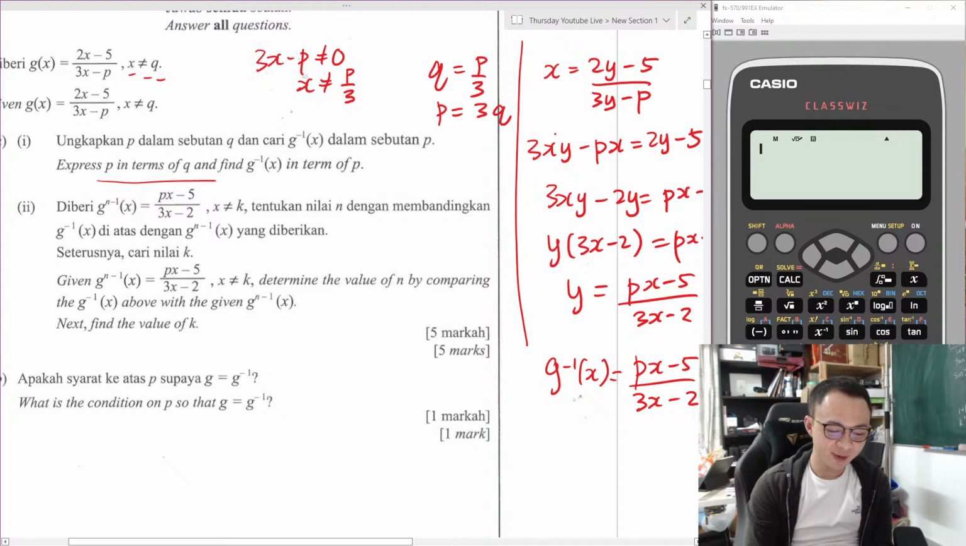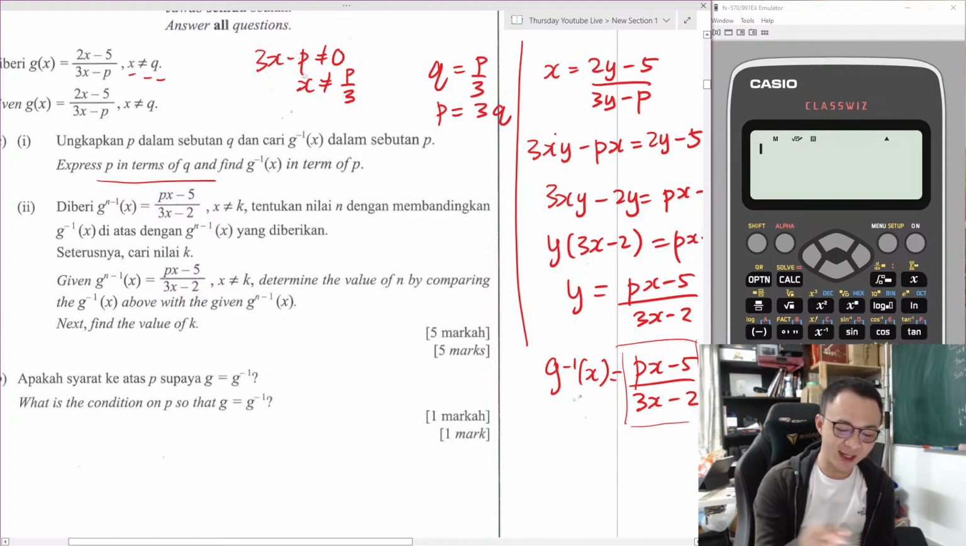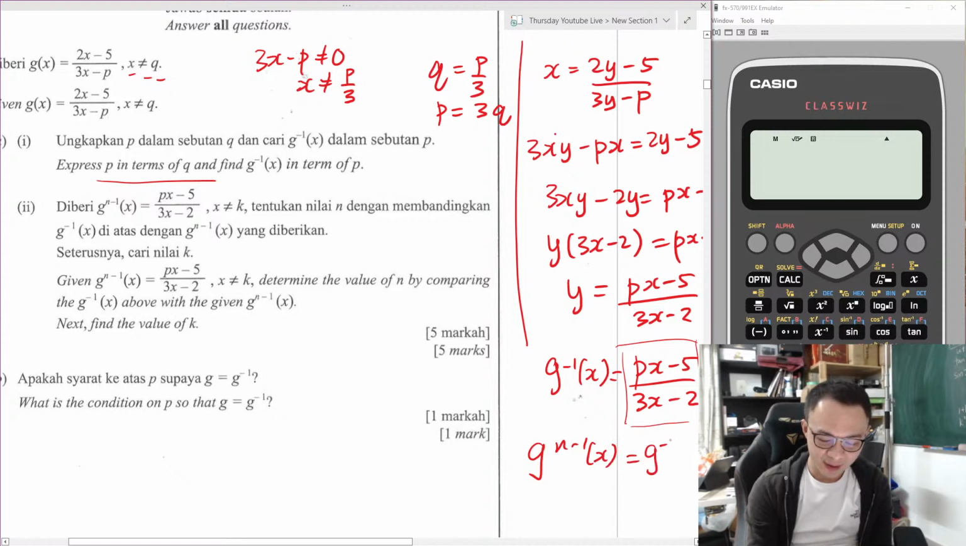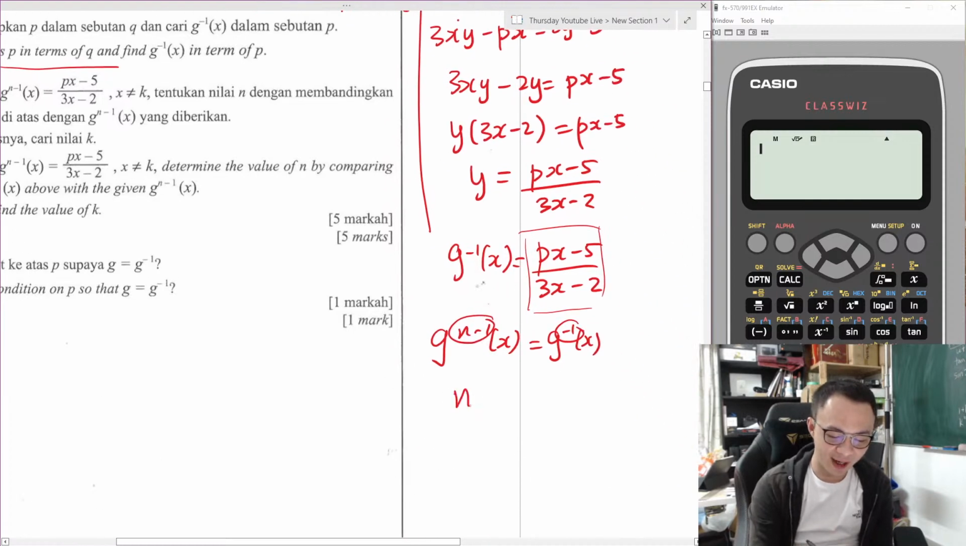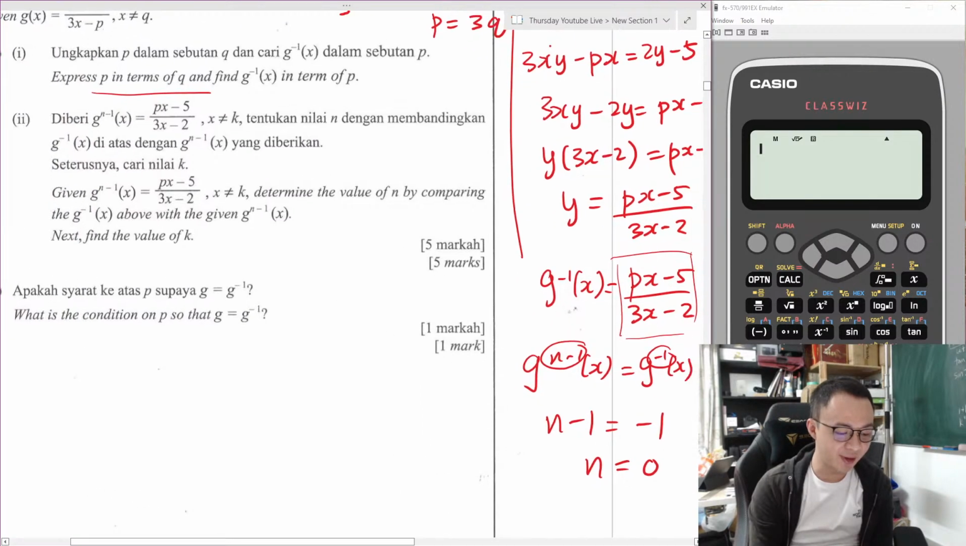Then it's given g to the power of n minus 1 equals this one. I check this equation, and it's exactly the same as my g inverse, isn't it? Since they are the same, g to the power n minus 1 of x equals my g inverse x. Then I know their powers must be the same. So n minus 1 must equal negative 1, so n must equal 0. Here they ask us to determine the value of n. We're done.